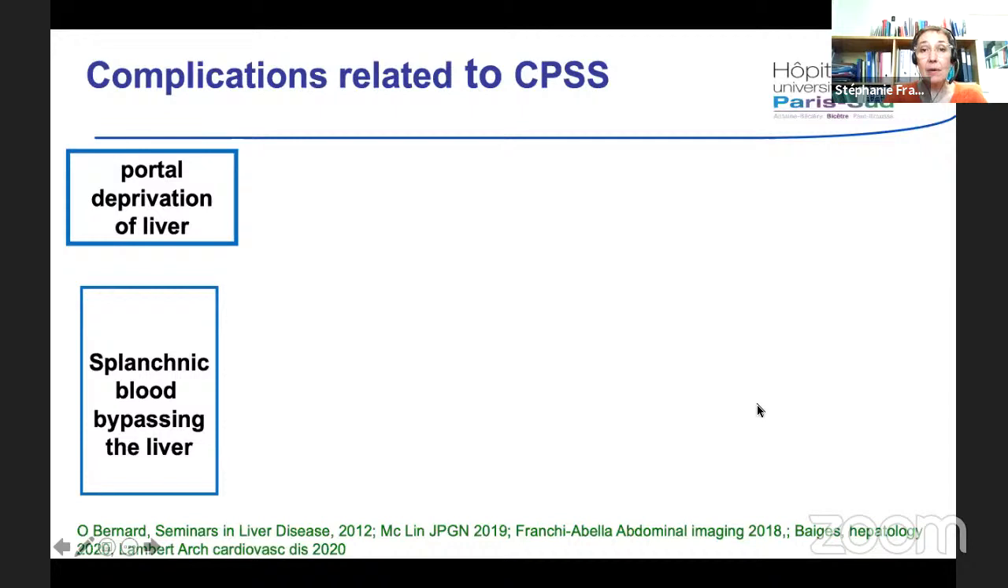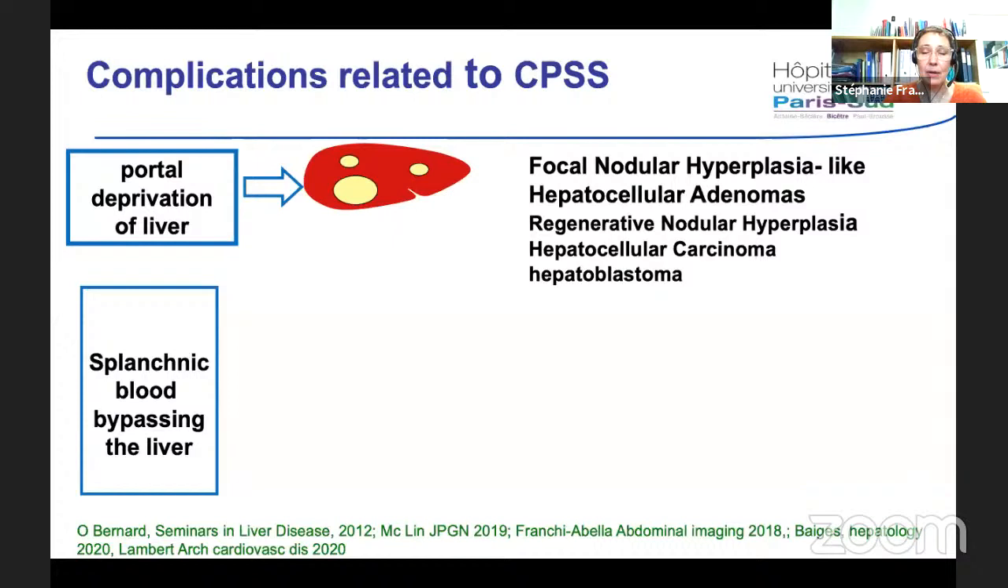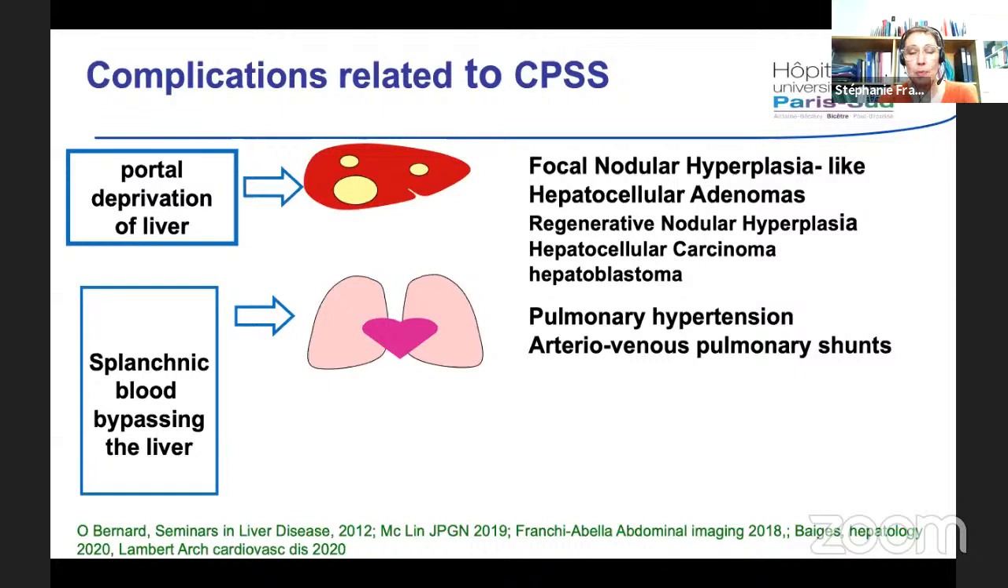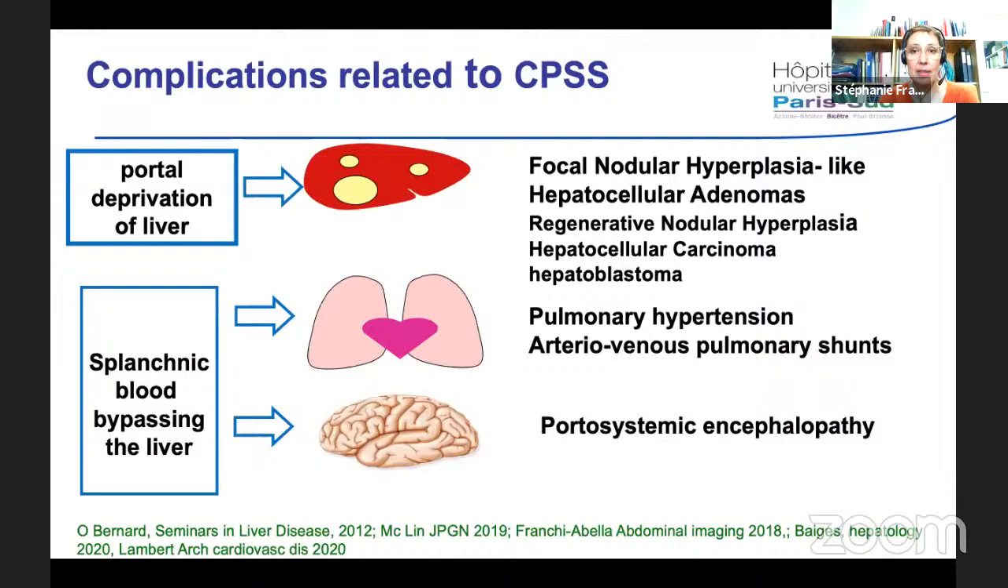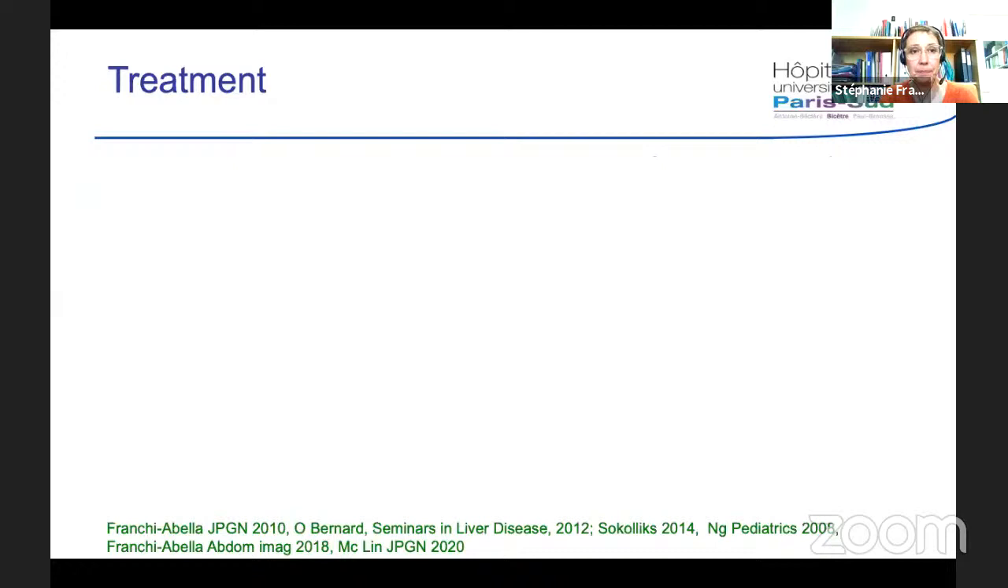There are complications related to those malformations, and they can bring a liver lesion, especially one that can evolve to HCC. There can be pulmonary hypertension or arteriovenous pulmonary shunts. There can also be portosystemic encephalopathy, and there are various biological disorders related to those malformations.